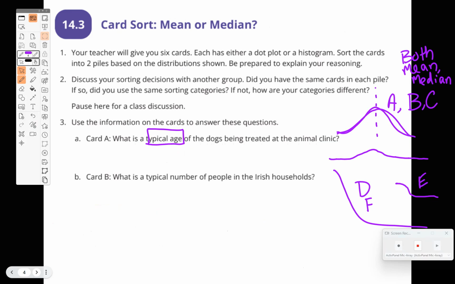Card B says, what's a typical number of people in the Irish household? Go ahead and look at it. Drayton, what's a typical number of people in the Irish household? 5. How many people agree with 5? Okay. Look at your mean and look at your median. What do you notice? Give me an observation. Look at your mean. Look at your median.